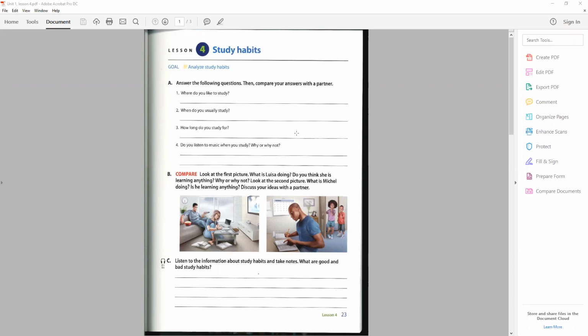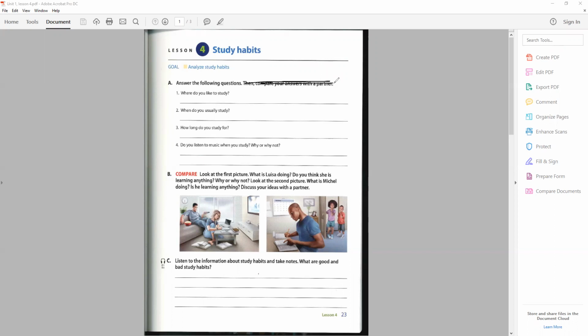So let's look at A. It says, answer the following questions. Then compare your answers with your partner. Okay, the one part that we are not going to do, of course, is compare your answers, because you do not have a partner in class. But I do want you to go ahead and answer question number 1, which is where do you study? If you study at home, where in your house do you study? Do you study in the kitchen? Do you study in the living room? Do you study in your bedroom?